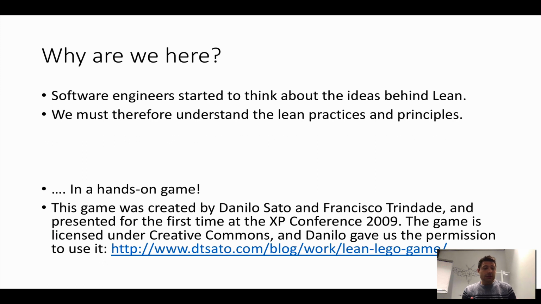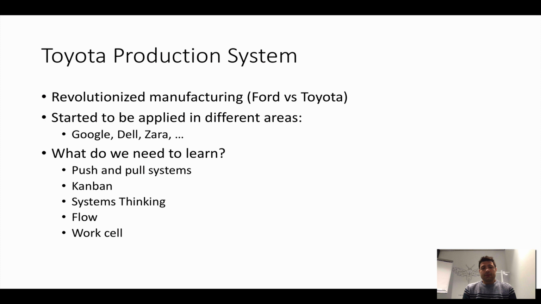And we did this by means of a game, and this game was created by Danilo and Francisco. And well, what is Lean? So Lean is the way that Toyota produces things. So the Toyota production system, and in a way it revolutionized manufacturing. If you compare the Ford way of doing things at the time and the new Toyota way of doing things, they were quite different.